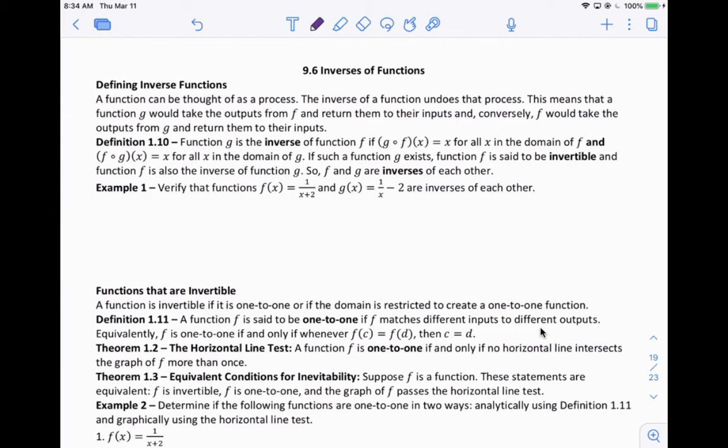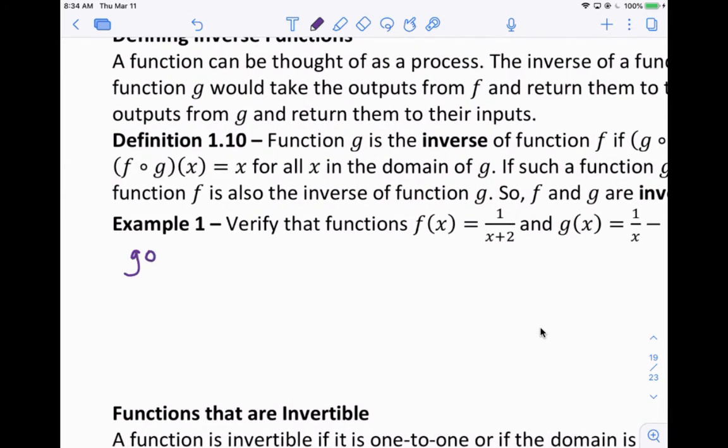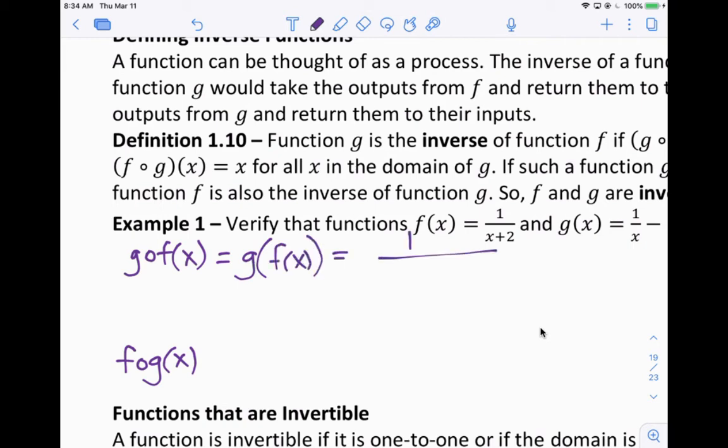Verify that the functions f of x and g of x are inverses of each other. So we need to compose these together, g of f of x and f of g of x, and hopefully what we get is an x as a leftover function. So we've got f plugging into g here, with the g coming first. So here's my g function, and I will plug in my f function to it.